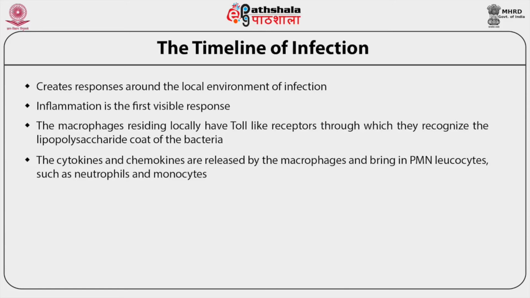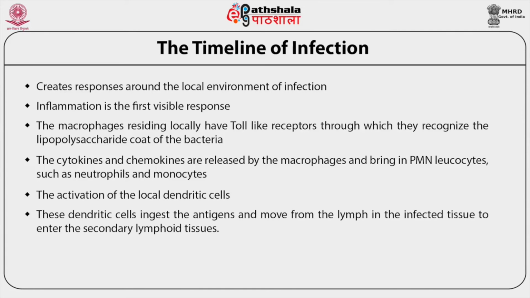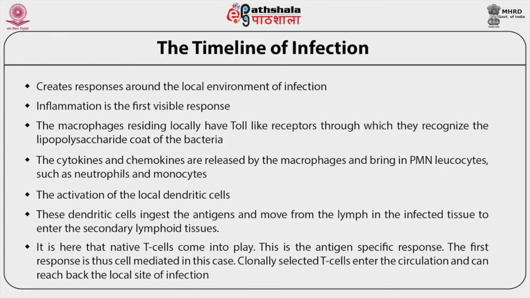The second important phase is the activation of the local dendritic cells. These dendritic cells ingest the antigens and move from the lymph in the infected tissue to enter the secondary lymphoid tissues. At this point, the fight against infection moves beyond the local site of infection. It is here that the naive T cells come into play. This is the antigen specific response. The first response is the cell mediated in this case. Clonally selected T cells enter the circulation and can reach back the local site of infection.